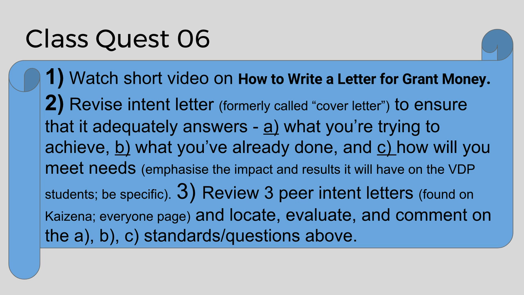You can choose the 3 peer intent letters that you review, whatever students you want. And you can use either voice or written comments. If you notice, however, that a particular student's intent letter has many reviewers, then choose a different peer to review. Move on and find a different peer that has fewer reviewers.